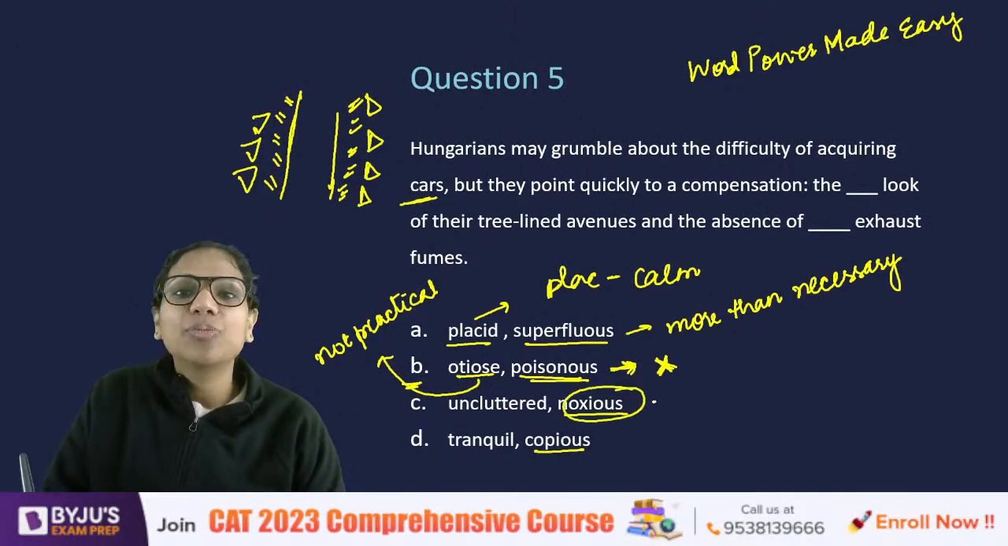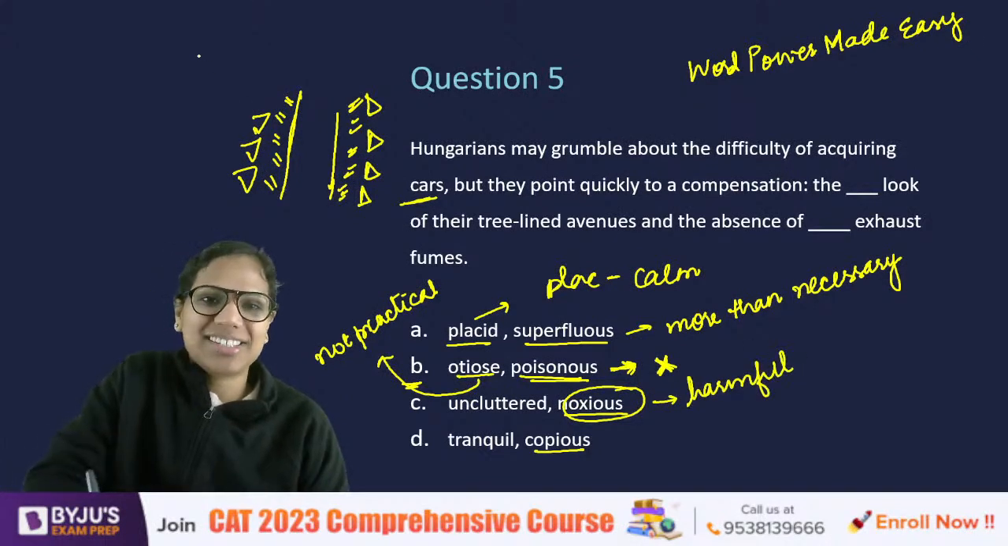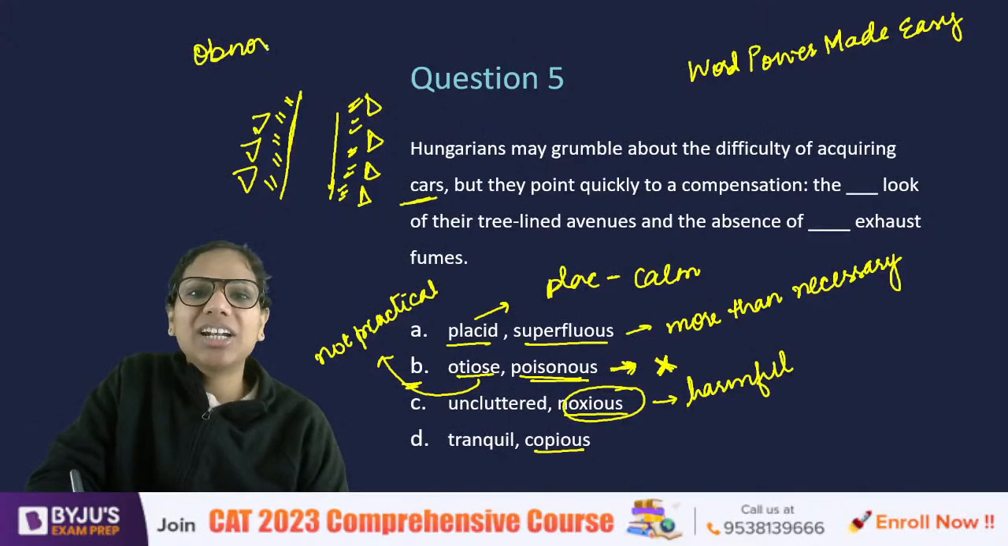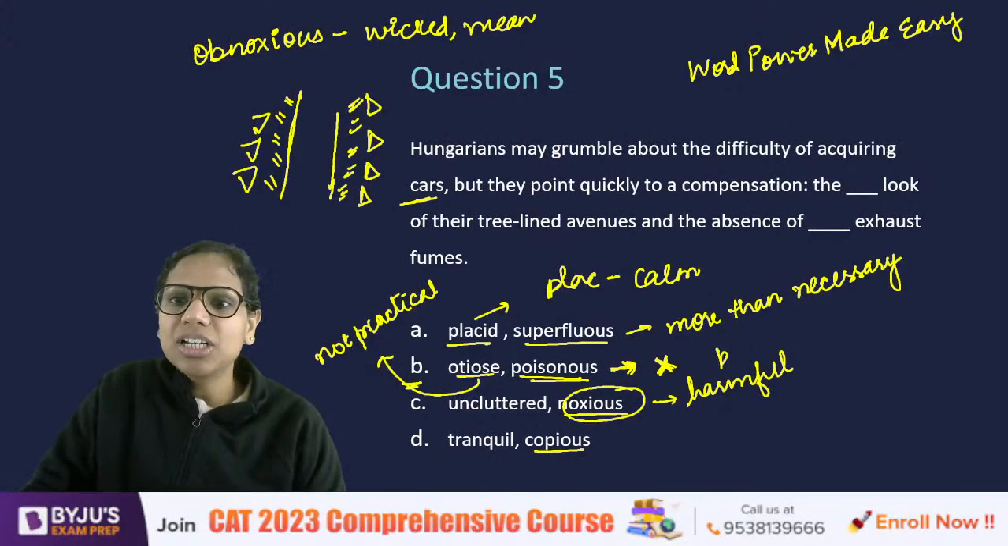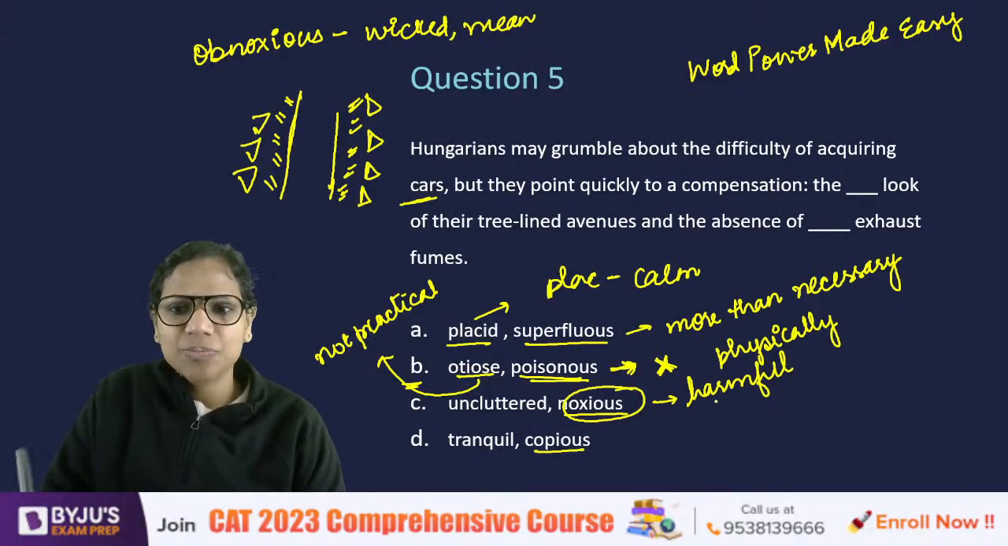Noxious means harmful. See, there is a difference between the words noxious and obnoxious. Obnoxious means wicked and mean. Okay, wicked, mean. So it is used metaphorically in that sense. Whereas noxious means something that's physically harmful for you. Right? So noxious, it's very tempting to put here.